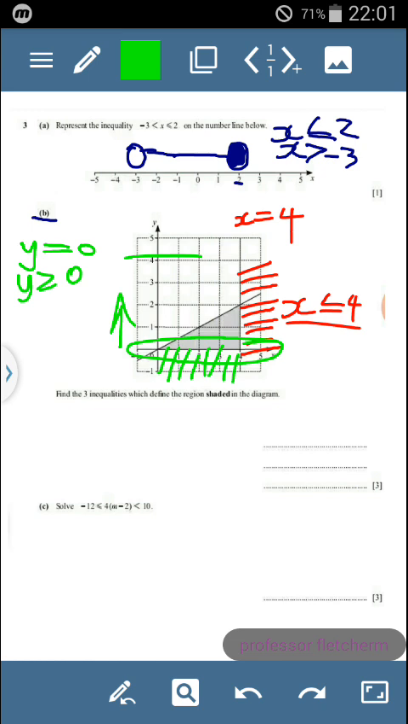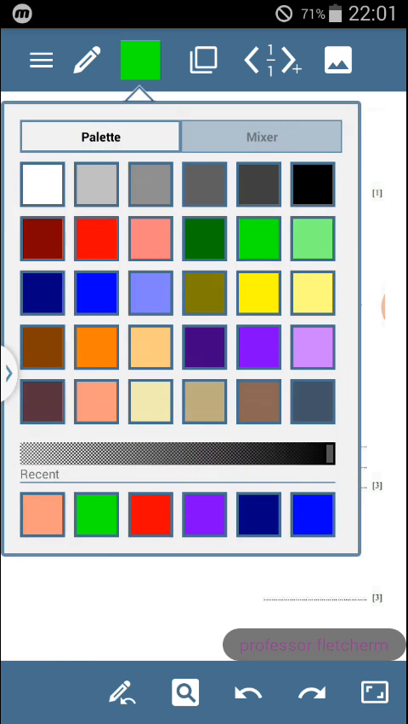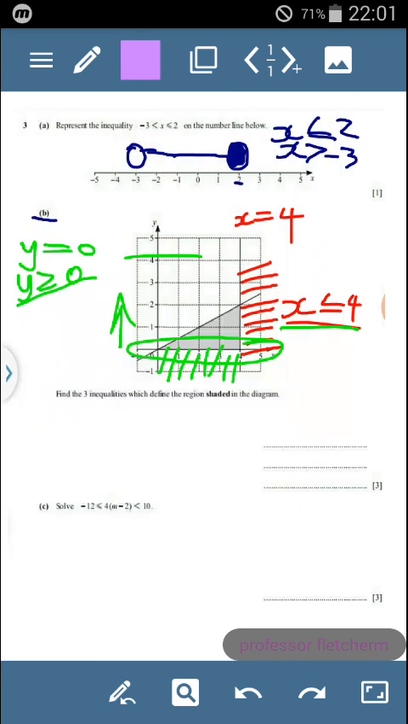So we have the first one, x is smaller or equal to 4. And then we have this one, y is greater or equal to 0. That will be inequality number 2. And then for inequality number 3, which other color can I use? I think this one. Let me try that one. So we want this part. That's inequality number 3.